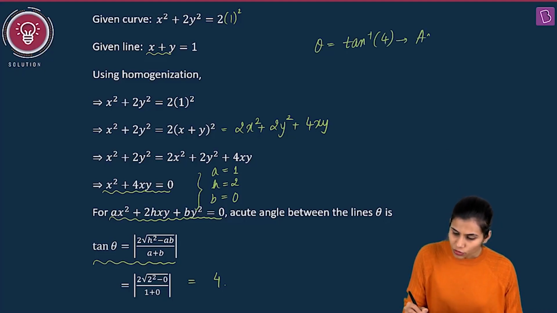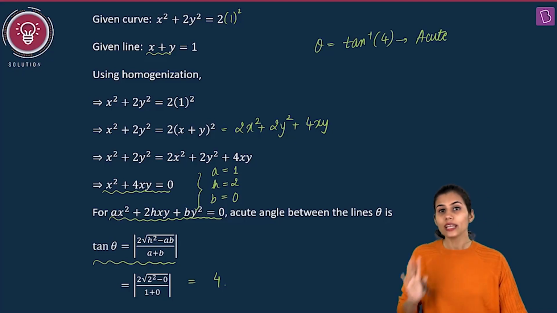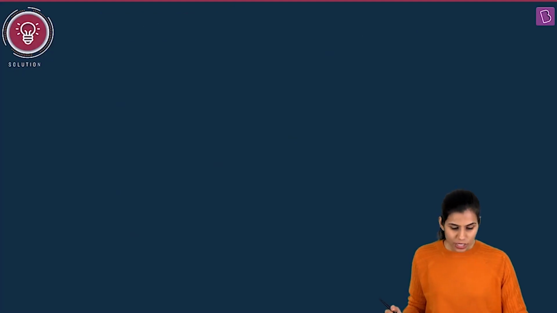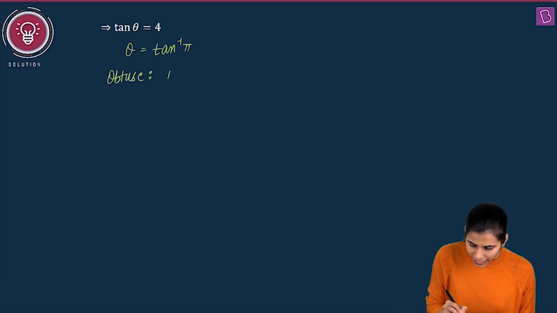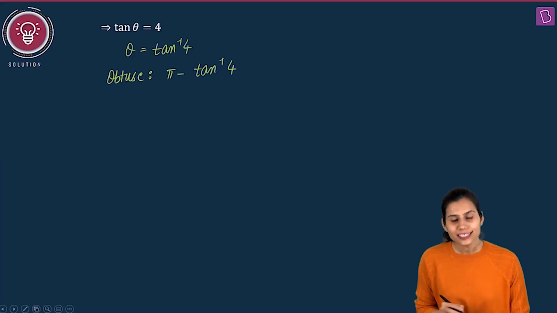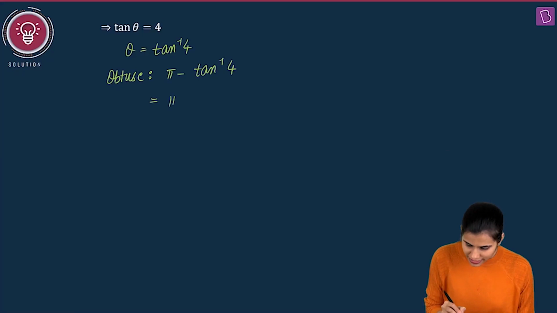This is the acute angle between the two lines L1 and L2. I want the obtuse angle between them. So the obtuse angle between them will be what? Obtuse angle between them will be pi minus theta, that is pi minus tan inverse 4. Yes? Okay. What does this give you?